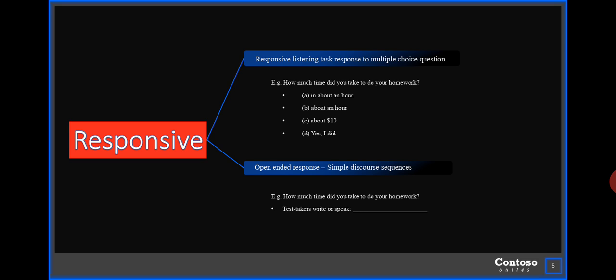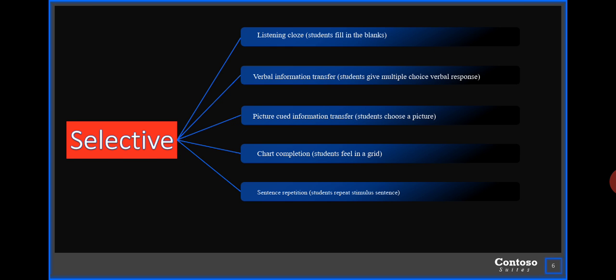The next is open-ended response. Simple discourse sequences. For example, how much time did you take to do your homework? And the test taker writes or speaks to answer that question. And the next is selective.